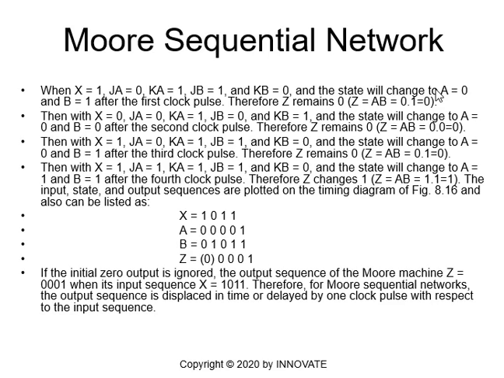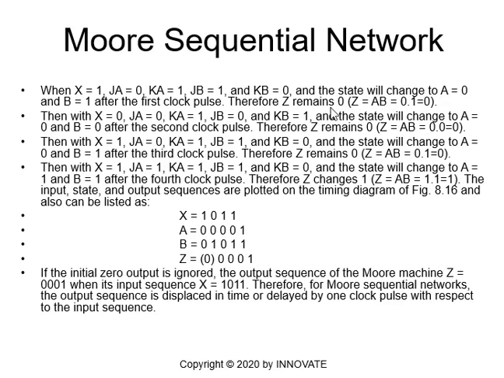And B will be equal to 1. Based on the values, we have JB is 1 and KB is 0. This is the set state, and B is equal to 1. JA is 0 and KA is 1. This is a reset state, and A is equal to 0.